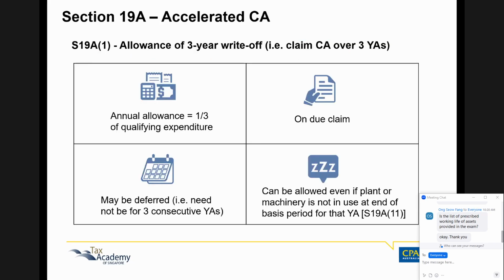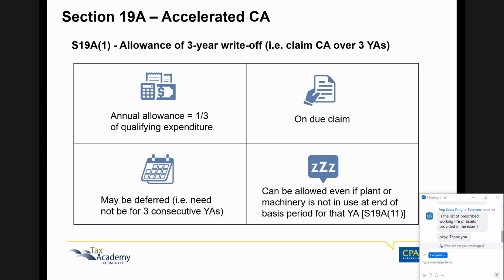So section 19A, the CA can be claimed over 3 years. Just now we have computed the qualifying expenditure. For example, you add in your delivery cost plus your cost of machine. That's your qualifying expenditure. Under section 19A(1), you would claim over 3 years in equal amounts, so it's 1/3 of the qualifying expenditure. It's on due claim.